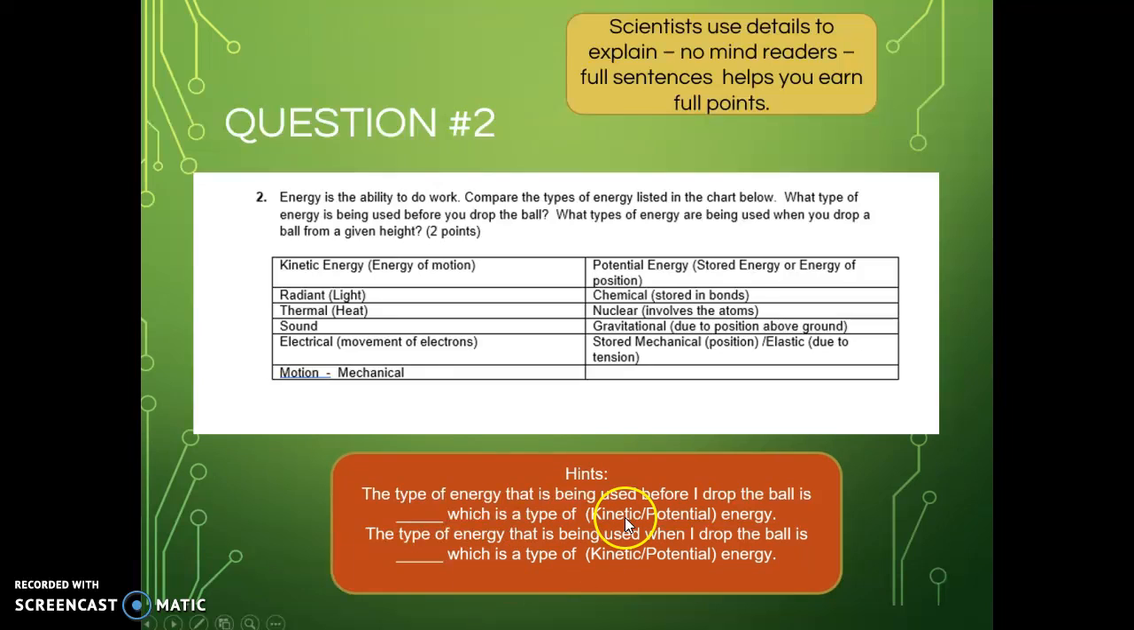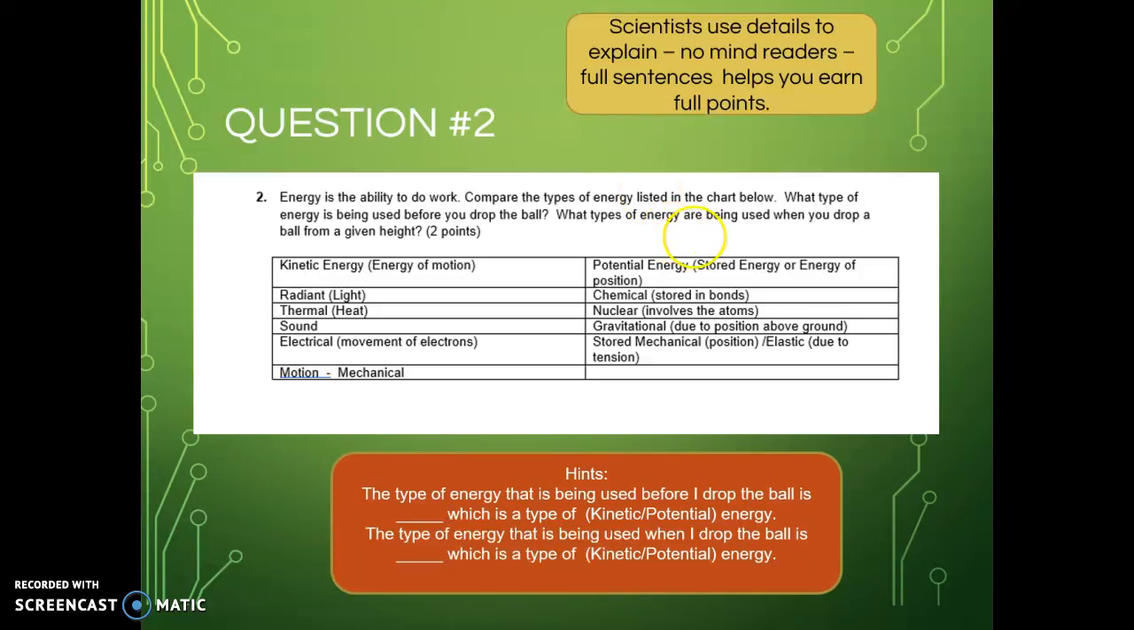So here is an example of how you can answer the question. Please remember that all lab reports must be in full sentences so that you can get all your points. We need to remember that no one is a mind reader, so we want to label things correctly. If I just say, for example, sound and stored mechanical, I have no clue what that means. I can guess as to what it means. You're trying to answer the question, but I don't know which you're applying to which situation.